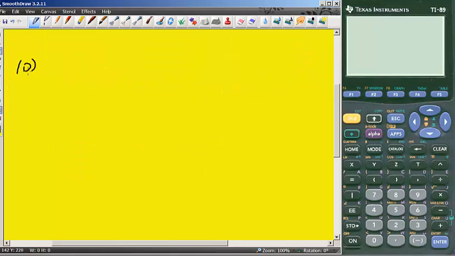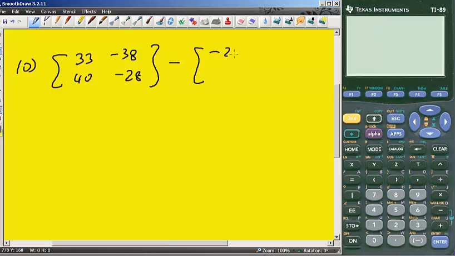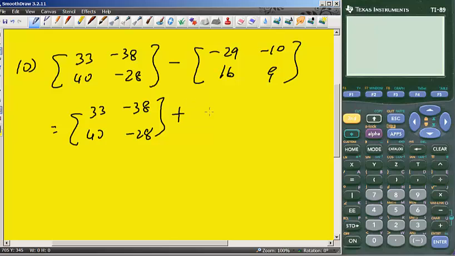So let's do number 10. Okay, 33 and 40 is the first column, negative 38 and negative 28 is the second column, and then minus negative 29, 16, and negative 10 over 9. Right, you can rewrite this if you want. Write this as 33 over 40, negative 38 over negative 28, and then change the plus into a minus and distribute the negative sign, which is going to give us 29, 10, negative 16, minus 9. Now we just add them together.